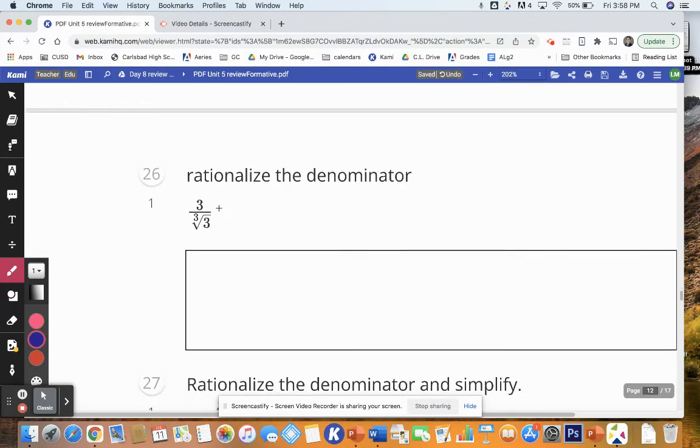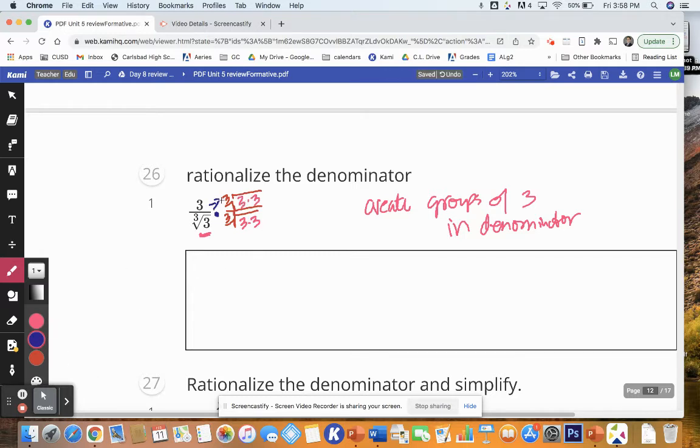All right, rationalize the denominator. We need to multiply by the cube root of something. And our goal here is to create groups of 3 in the denominator. So I have 1 3. I need 2 more 3's. 3 times 3.